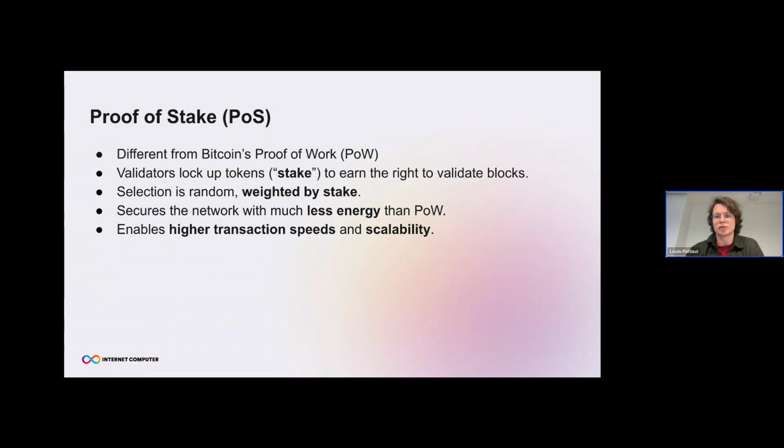Validators lock up tokens, which is so-called staking, to earn the right to validate blocks. And the selection on who gets to validate the next block is random, but weighted by the amount of tokens locked. So for proof of work, like with Bitcoin, you're rewarded if you invest more in mining hardware and more energy, whereas for proof of stake, you're rewarded rather if you stake more tokens. And generally, as you can imagine, since you don't need all this computation to calculate the next block as opposed to proof of work, it's much more energy efficient and enables higher transaction speeds and scalability.